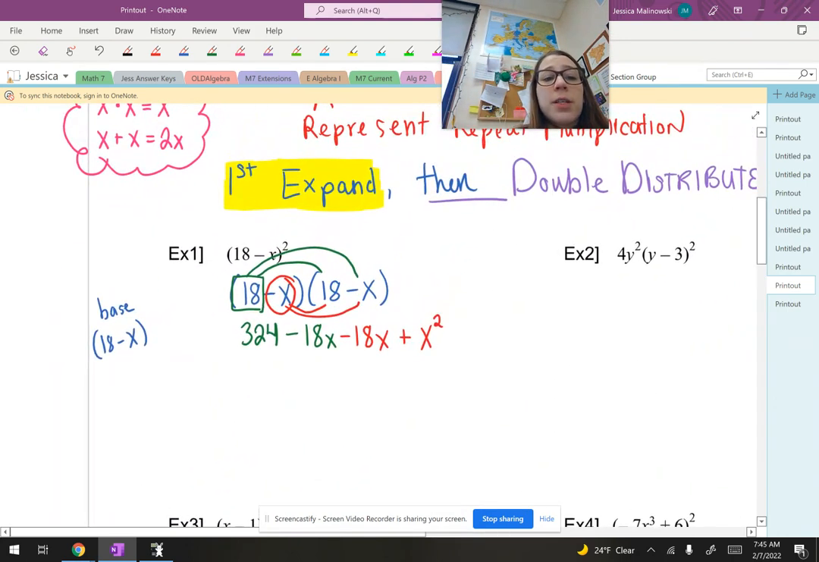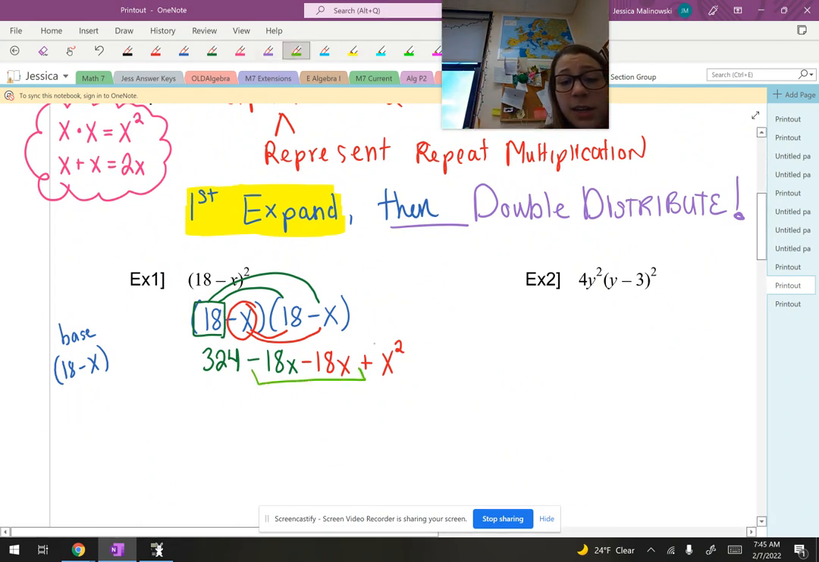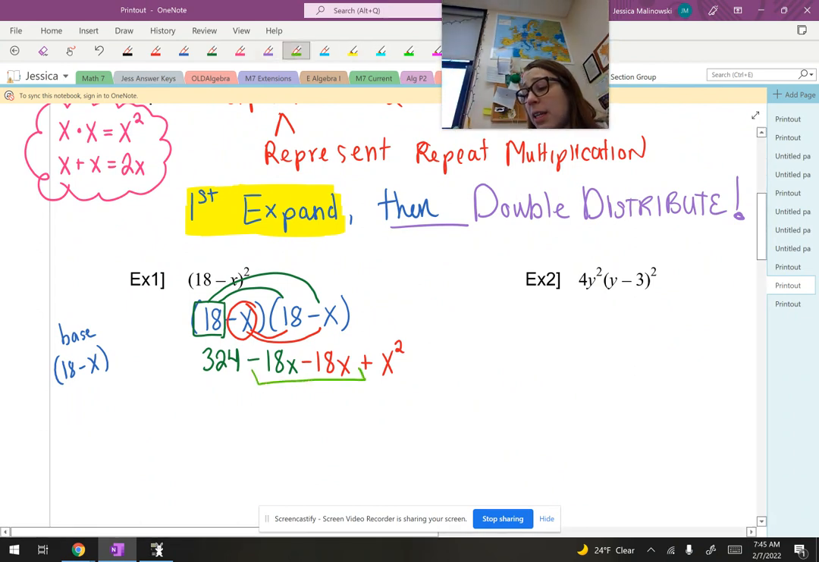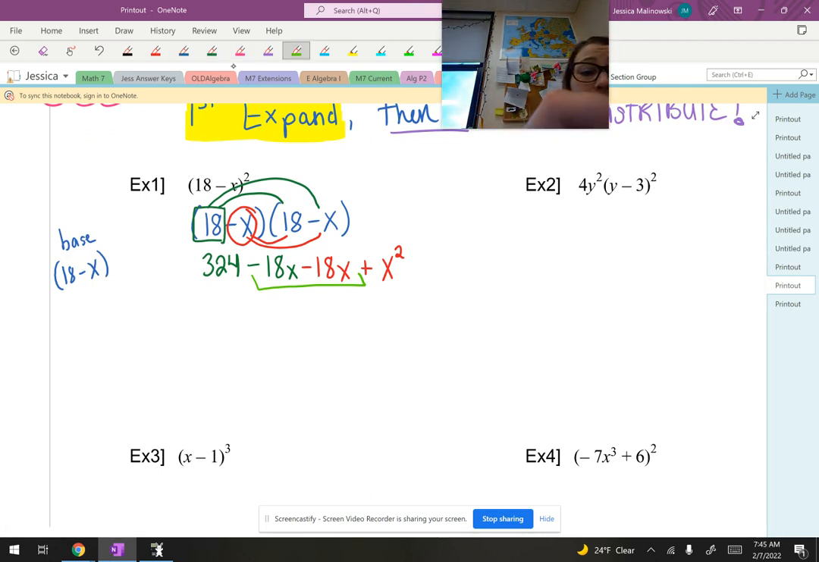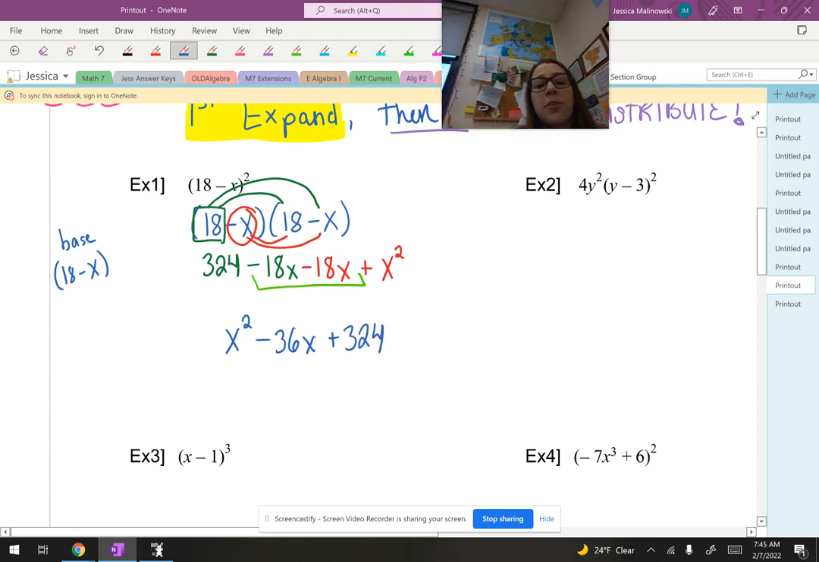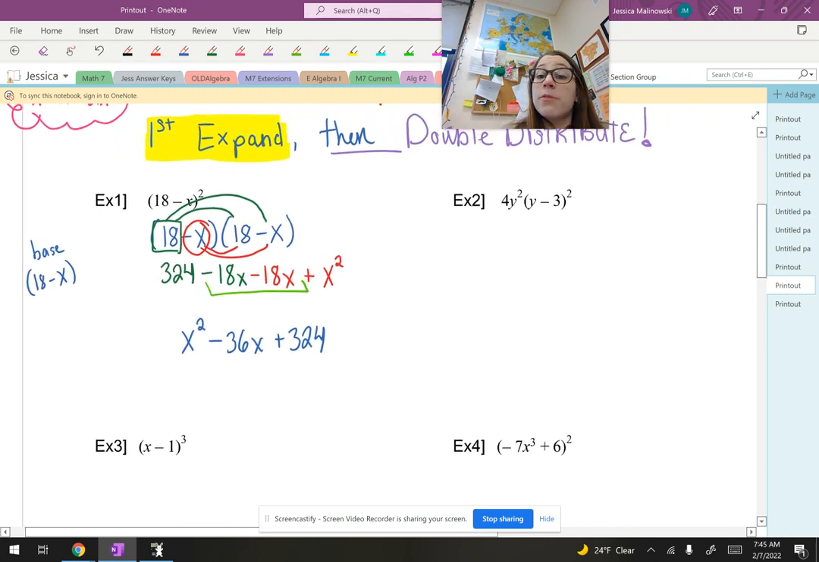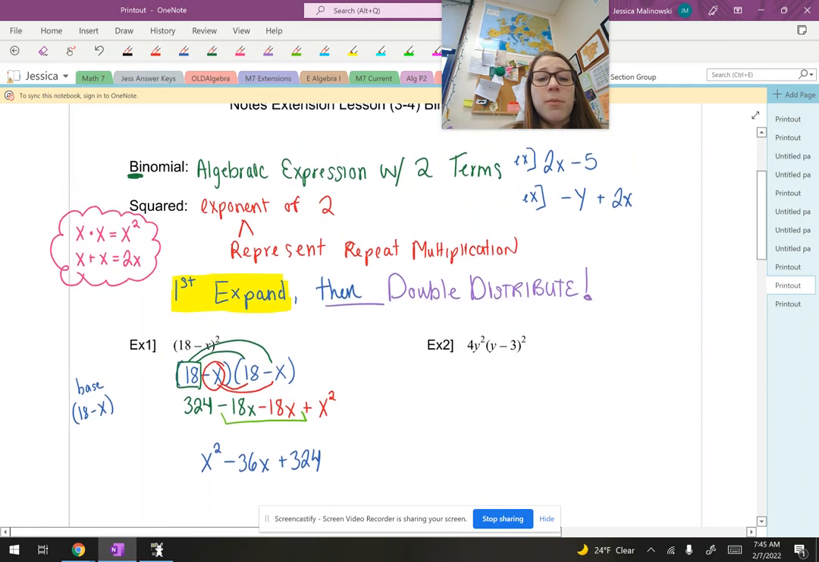All right, last step is to just combine some like terms. That negative 18x and that negative 18x. Spending $18 and then spending 18 more is going to give me a negative 36. And I'm just going to rearrange this so it's in order from greatest to least, with my x squared first, then my negative 36x, then. And when I say greatest to least, I mean the exponents are greatest to least. Sorry, I wasn't more specific about that. I should have been. So there we have our first example of a binomial squared.